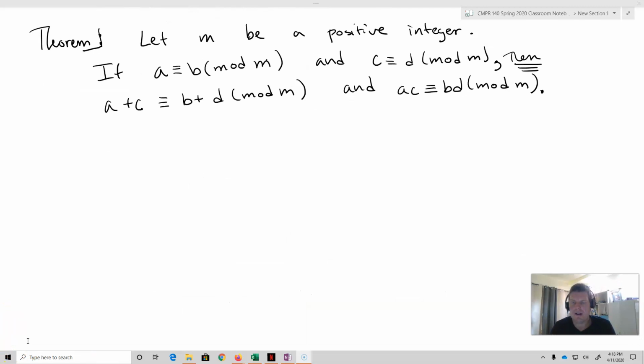So our next theorem once again allows us to make some other distinctions about modular arithmetic. It allows us to do more with modular arithmetic. Let m be a positive integer, and if a is congruent to b mod m and c is congruent to d mod m, then a plus c is congruent to b plus d mod m, and ac is congruent to bd mod m. So let's take a look at a couple of examples.